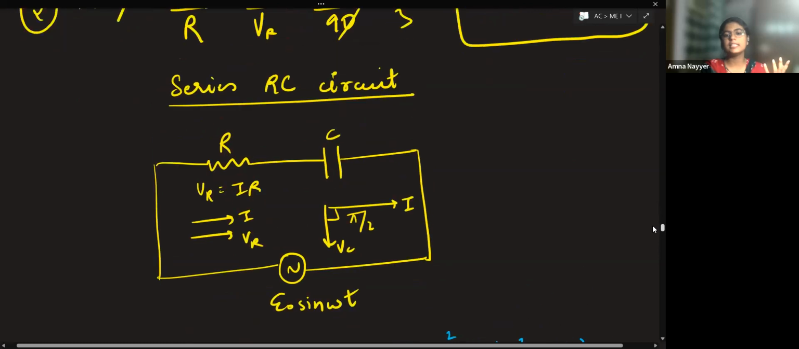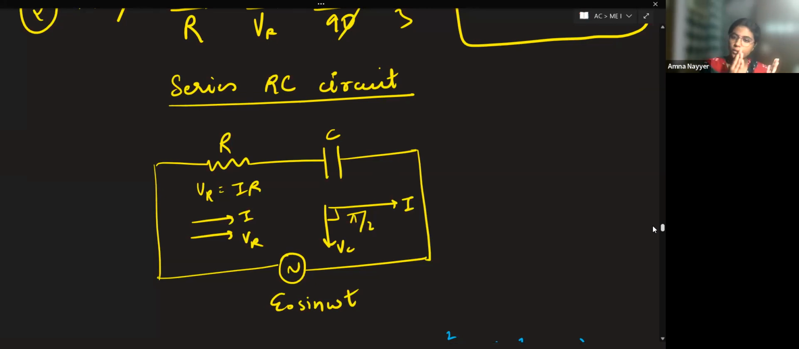Series RC circuit. See, class, in case of the series RC circuit, now remove the inductor. What are you left with? A resistor and a capacitor. In case of a resistor, current and voltage are both in the same phase, while in case of a capacitor, current leads the voltage by 90 degrees. Whereas in an inductor, you have to remember this part, which leads which quantity by what amount. If you do not remember this part, then remembering the LCR circuit becomes difficult.